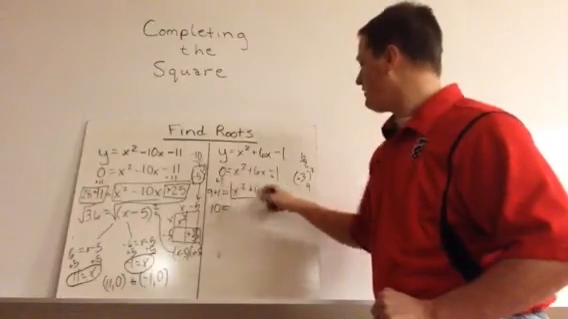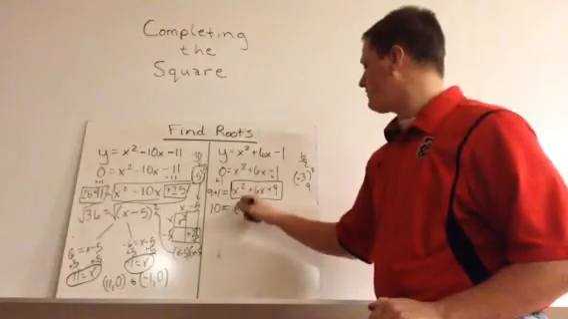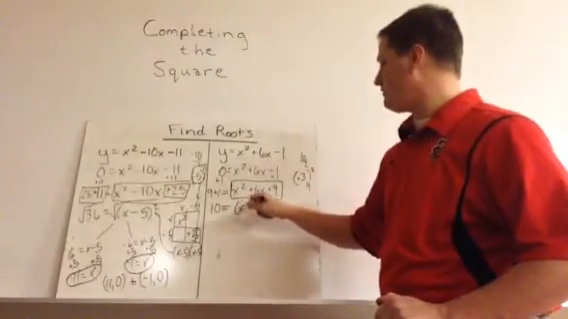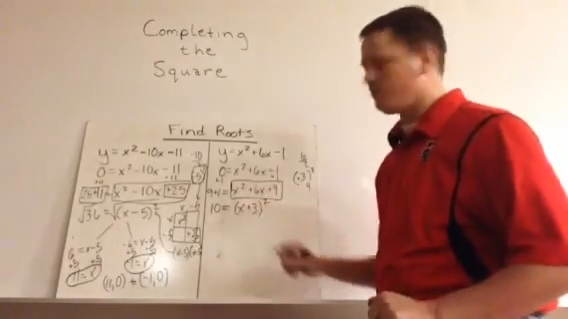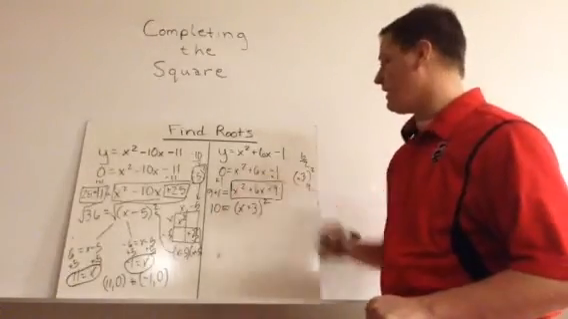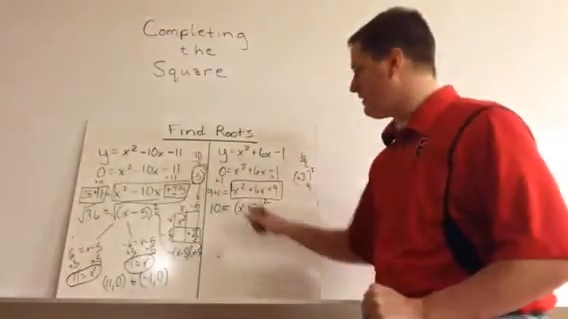We need to take this and turn it into our perfect square. So we're going to get x, because this was a positive 3, it's plus 3 squared. If we want to Punnett square or FOIL that out, we'll see we'll get x squared plus 6x plus 9. Then from here, we're into the same steps.